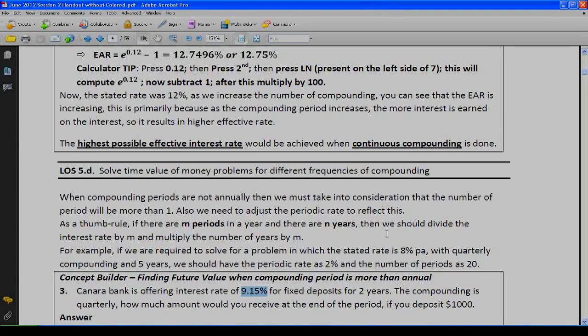Okay. So Canara Bank is offering 9.15% for a fixed deposit. The compounding is quarterly. How much amount will you receive at the end of the period? For 2 years, how much will you get? Okay, so let's see. 9.15% is the rate. So you are over here.